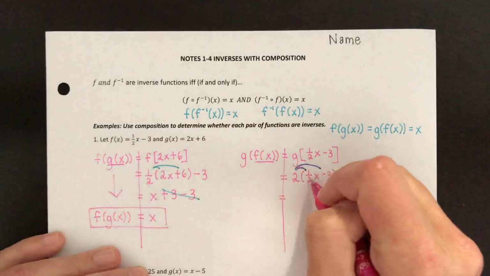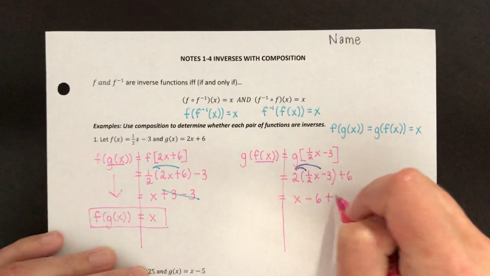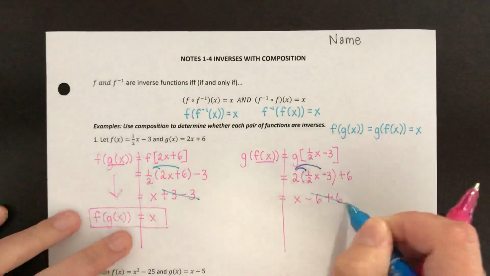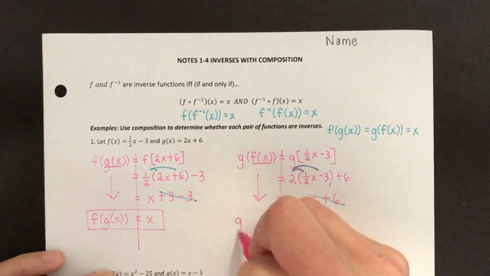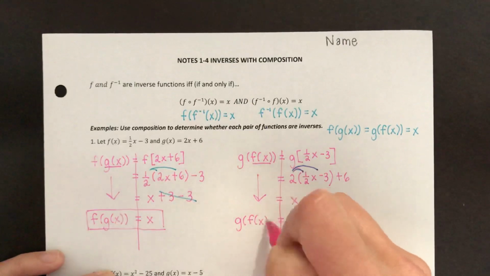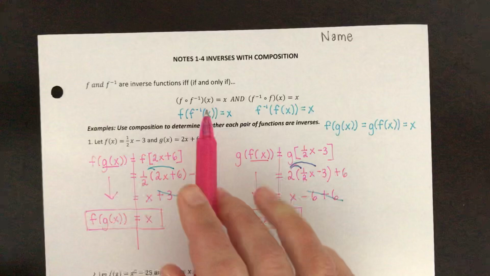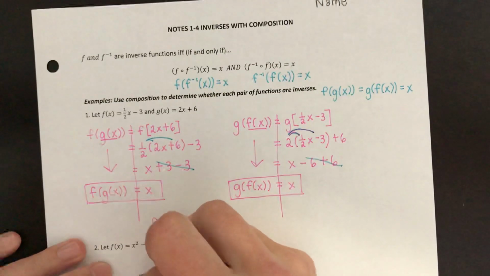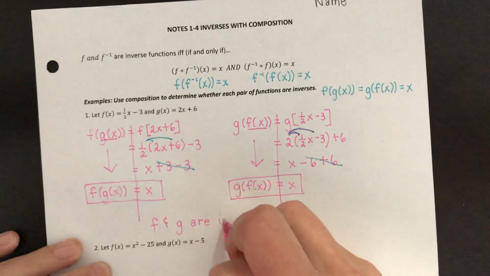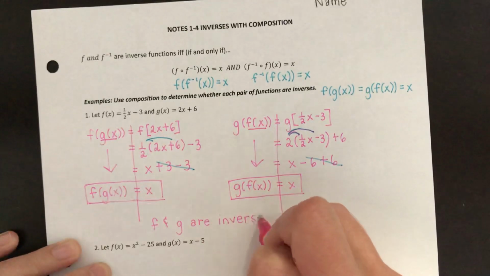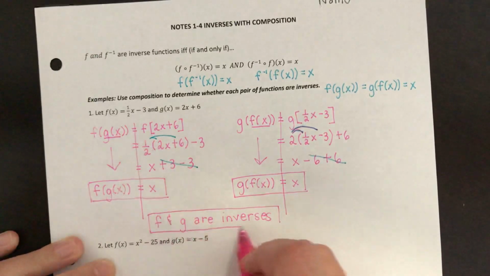So this is 2 times 1/2, that's 1, so that's x. 2 times -3, so that's -6. So I've got x minus 6 plus 6, of course, that's 0. So in fact, g of f of x does equal x. So what does that mean? That means that f and g are inverses. Okay, that means that f and g are inverses.